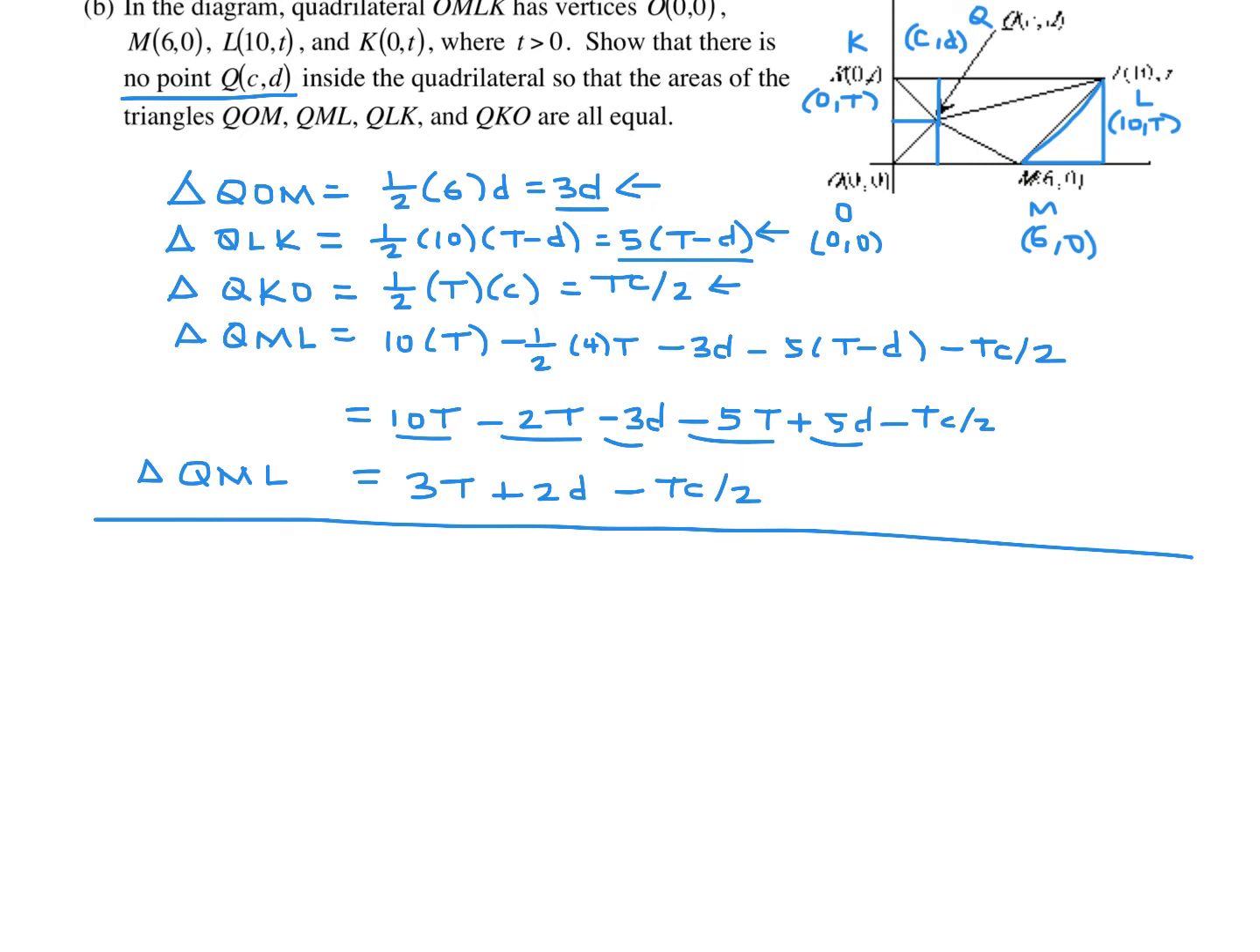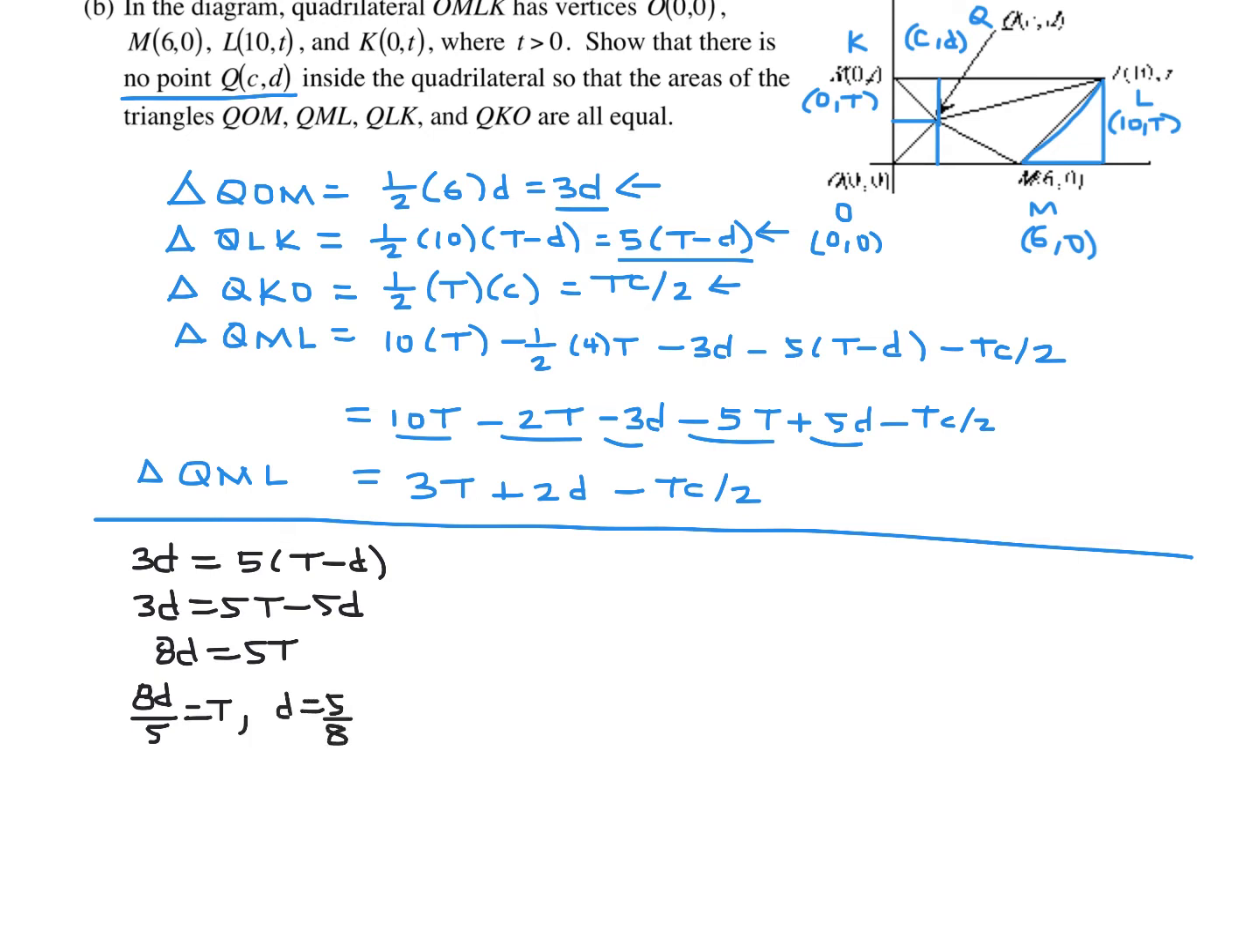So if we have 3d is equal to 5t minus d, right? They all have to be equal. So 3d is equal to 5t minus 5d. So that means that 8d is equal to 5t, right? Okay, so that means that either 8d over 5 is equal to t, or it means that d is equal to 5 over 8t. Those are the possibilities. Okay, great. So far, so good.